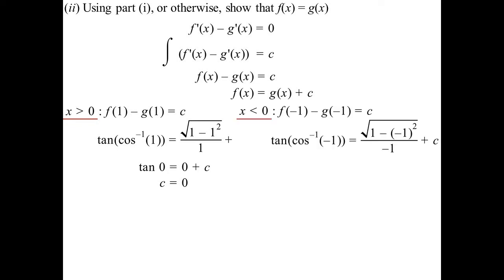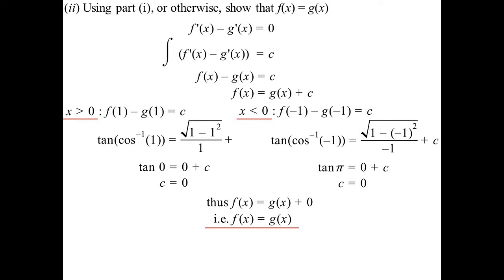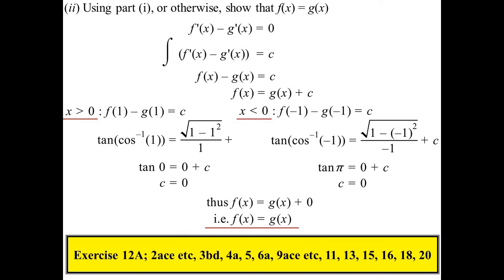So you can see there's lots of places in this question to make these silly little mistakes. I'll pick a number bigger than 0. So I substitute in 1. The tan of the inverse cos of 1 ends up being tan 0, which is equal to 0. Excellent. The constant is 0. But now let's check the other side. When I sub in minus 1, I get tan pi, but tan of pi is 0 as well. So yes, the constant is 0 on both sides of the discontinuity. Thus, f of x does equal g of x. That shall do us.